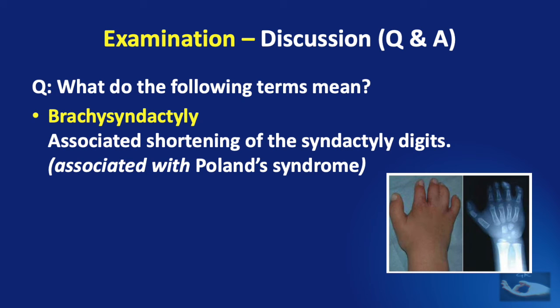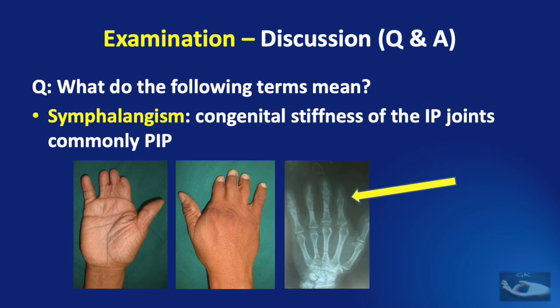Brachysyndactyly refers to associated shortening of the syndactylized digits. This is usually associated with Poland syndrome, and we have already seen an example of this. Symphalangism refers to congenital stiffness of the interphalangeal joints, commonly the proximal interphalangeal joint.